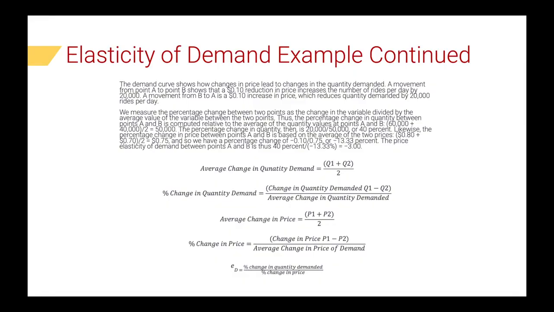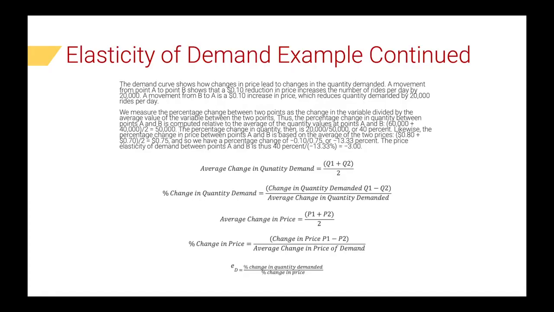We measure the percent change between 2 points as the change in the variable divided by the average value of that variable between 2 points. Thus, the percent change in quantity between points A and B is computed relative to the average of the quantity values at points A and B. The percent change in quantity then is 20,000 divided by 50,000, or 40%.